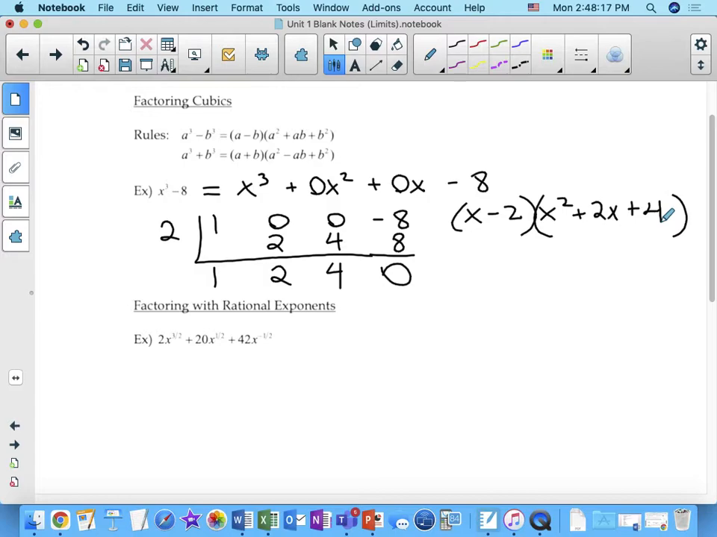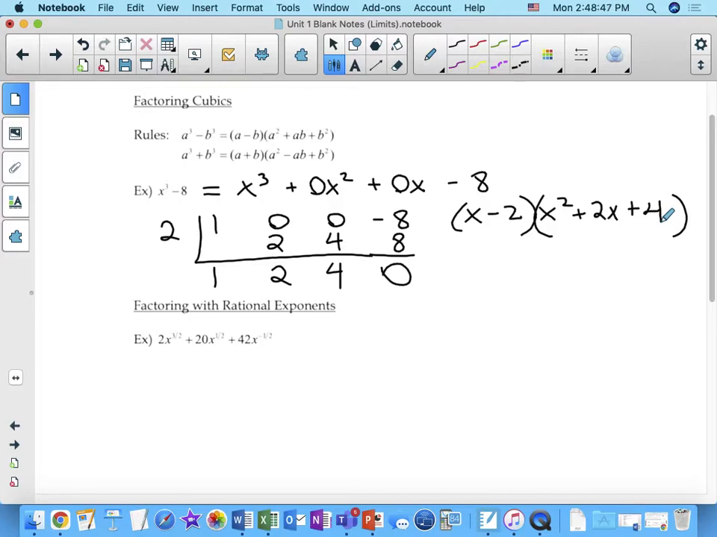Okay, and this follows that same pattern, right? If x cubed is my a cubed, and b cubed, the b here would be 2, because 2 cubed is 8. I have a minus b, x minus 2, times a squared, x squared, plus ab, 2 times x, plus b squared. B squared is 4. Yeah?